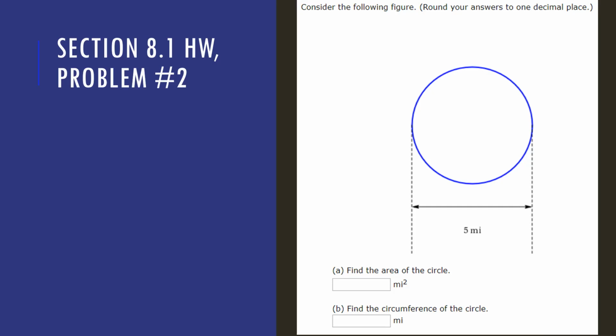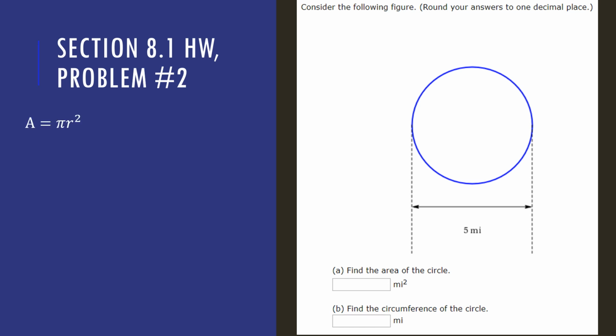This is a problem straight off of your homework. This is section 8.1, problem number 2. It says, consider the following figure, round your answers to 1 decimal place. So it gives us a circle, and it tells us that the diameter of the circle is 5 miles. It wants us to find the area and the circumference of the circle.